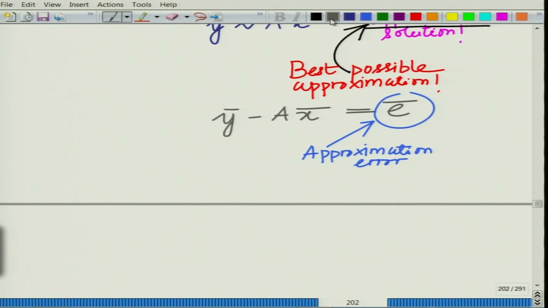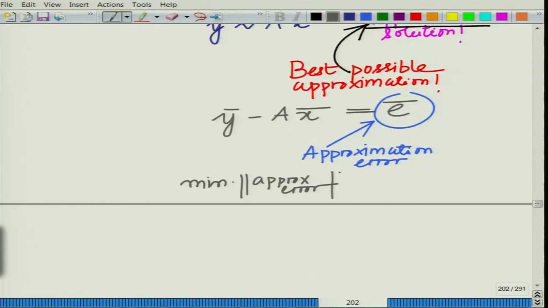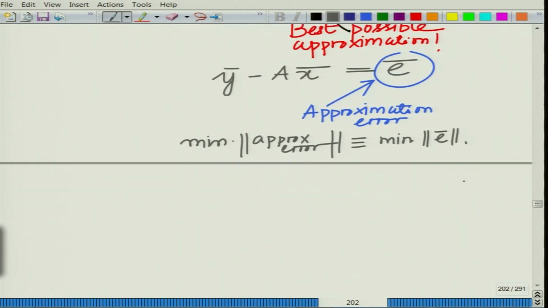Then we would like to minimize the approximation error. But remember, this E bar is a vector, so it does not make sense to say we are going to minimize a vector. We can minimize the norm of this vector, the length of this vector, that is, minimize the norm of the approximation error, which is essentially minimize the norm of E bar. That is the problem we want to formulate, which is similar to saying minimize the norm of E bar square.